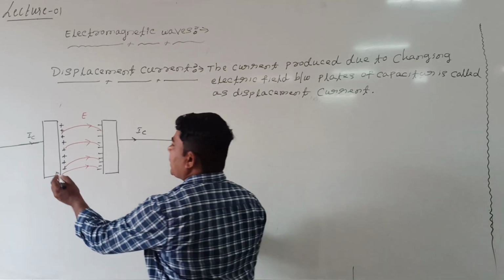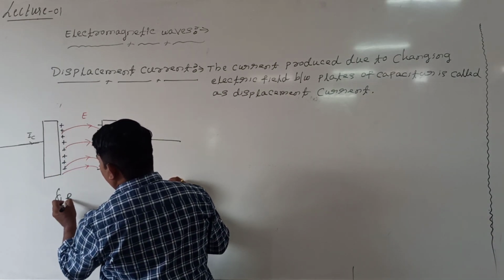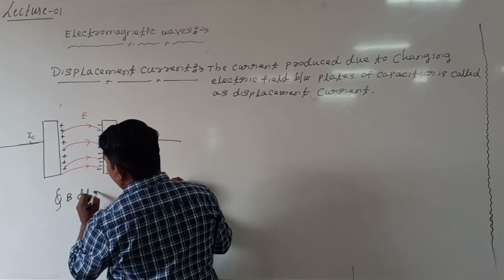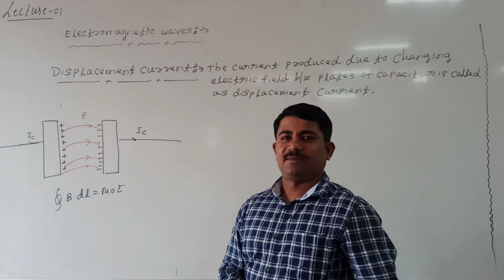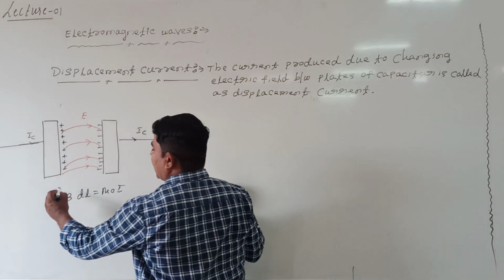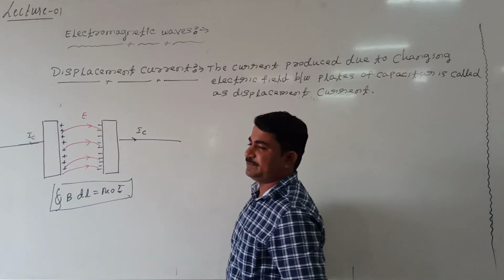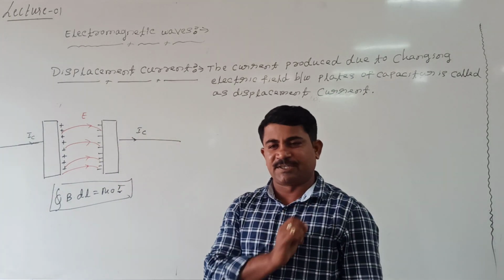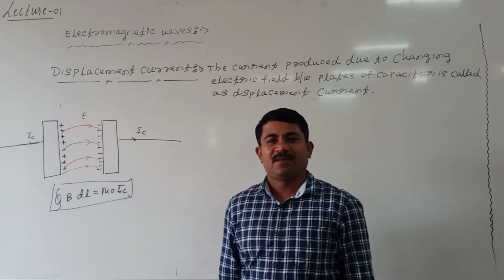So let us apply here Ampere Circuit Law. What is Ampere Circuit Law? The line integral of magnetic field is equal to what value? Mu naught into I. Right or wrong? Remember this point. This Ampere Circuit Law is valid only wherever current is constant, I mean electric field is constant. Wherever electric field is constant, this we are calling conduction current.